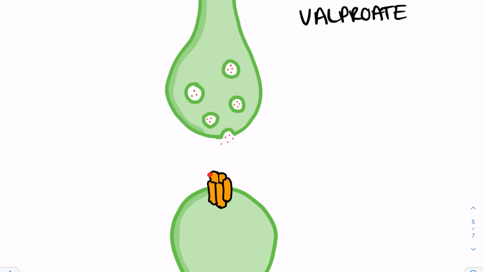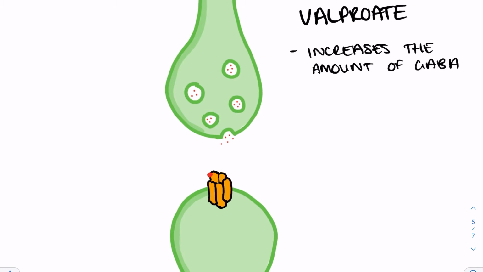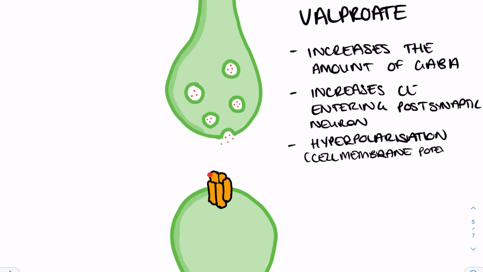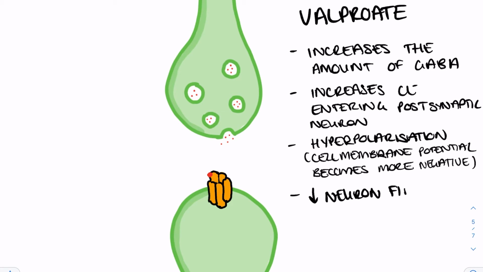So to summarize how valproate works, valproate increases the amount of GABA in the synapse and increases the chloride entering the postsynaptic neuron. This in turn causes hyperpolarization in the sense of the cell membrane potential becoming more negative, and subsequently it reduces neuron firing, making the cell less likely to propagate any action potentials.